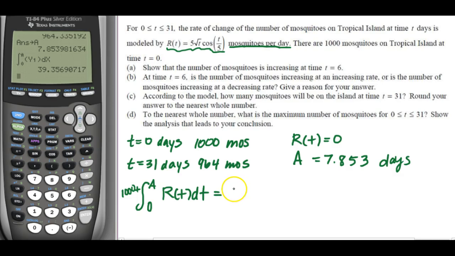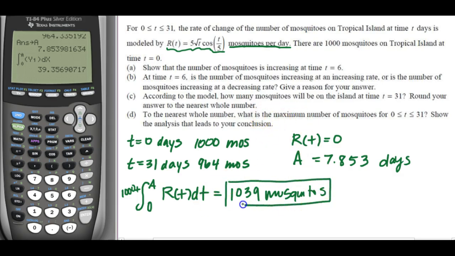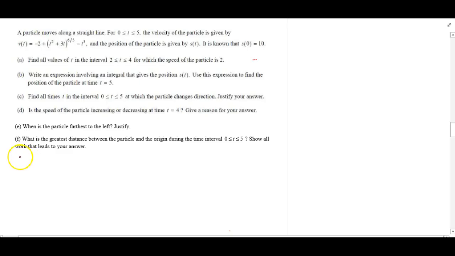So the answer here is 1,039 mosquitoes. So the nearest whole number, we're rounding again, and that would be the maximum. So what is the maximum number of mosquitoes? 1,039 mosquitoes.